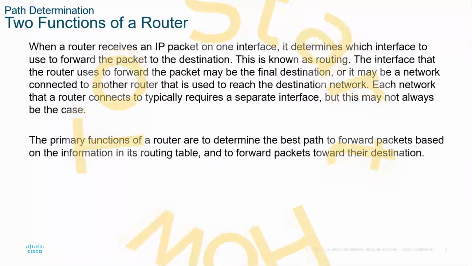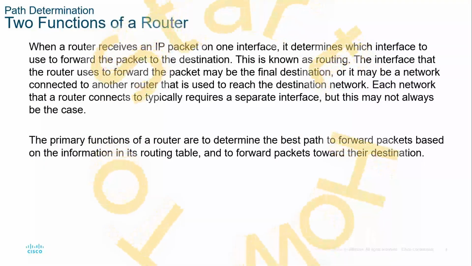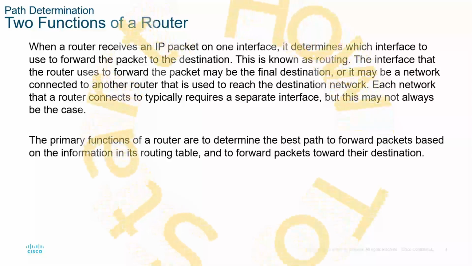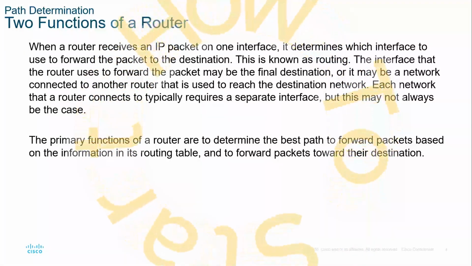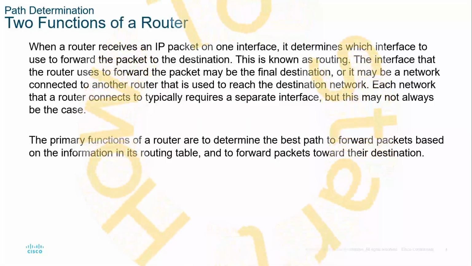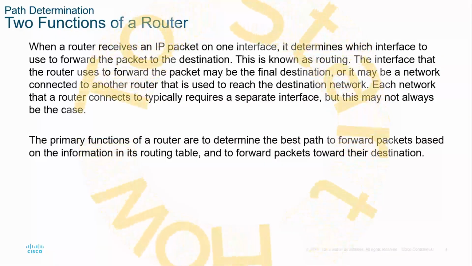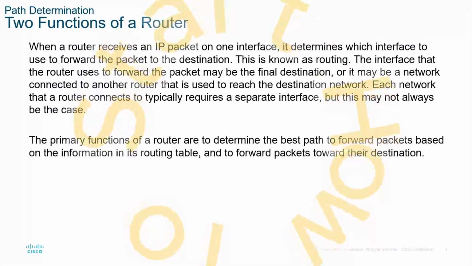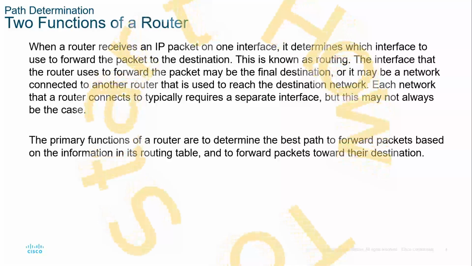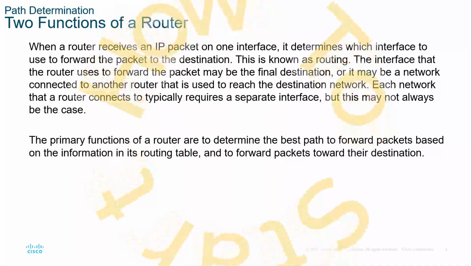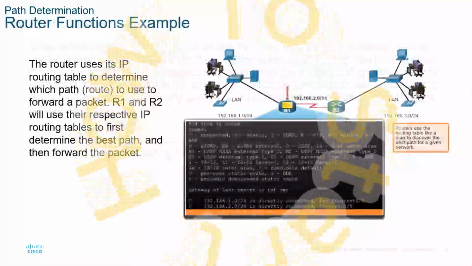The primary function of a router is to determine the best path to forward packets based off of the information in its routing table. Essentially, it will be forwarding the packet towards their destination using the routing table. The route table can be learned through static or dynamically learned information, and we're going to get to that in a later section of this. So let's look at an example.